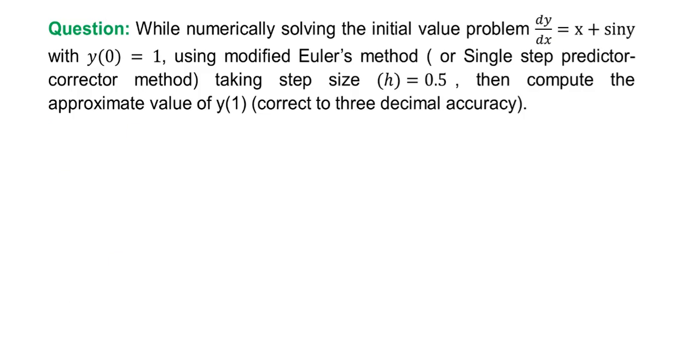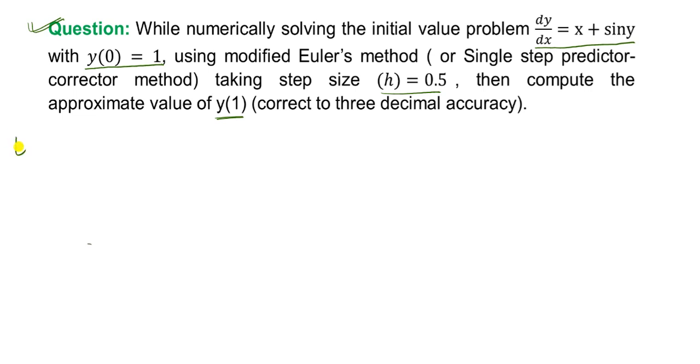Now here I am taking another question based on the modified Euler's method. Now the question is, while numerically solving the initial value problem dy by dx is equal to x plus sin y, with the condition y0 is equal to 1, using modified Euler's method or single step predictor corrector method, taking the step size h is equal to 0.5, then compute the approximate value of y at x is equal to 1 correct to 3 decimal accuracy. That is, modified Euler's method is known as the single step predictor corrector method.